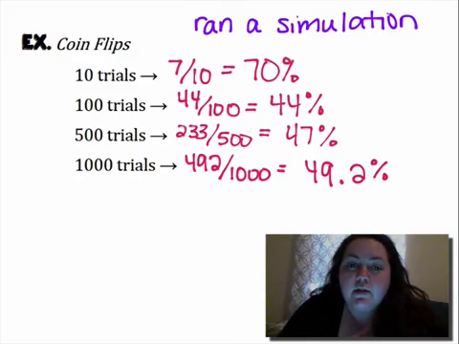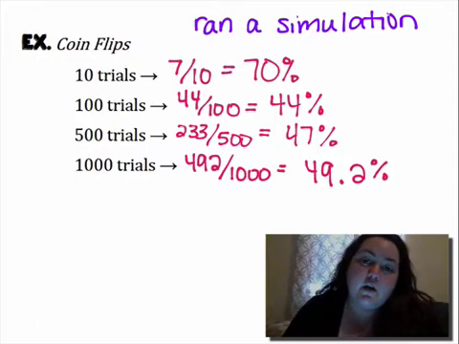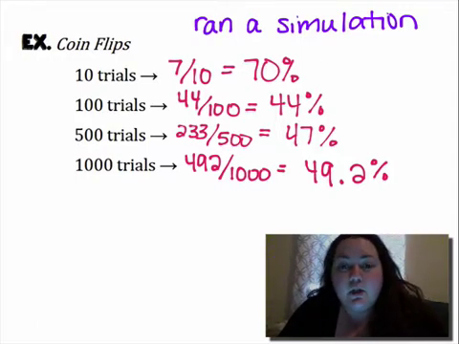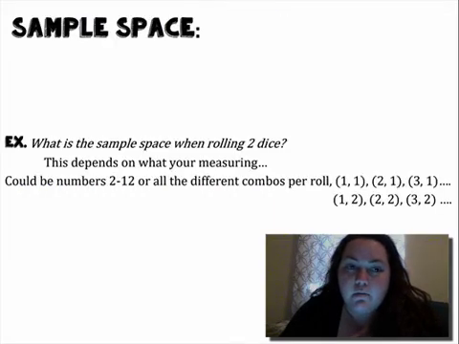So you can see the percent goes from 70% to 44% to 47% to 49.2%. So it's getting closer to 50%. Okay, so as we increase the number of trials, the experimental probability should get closer to the theoretical probability.